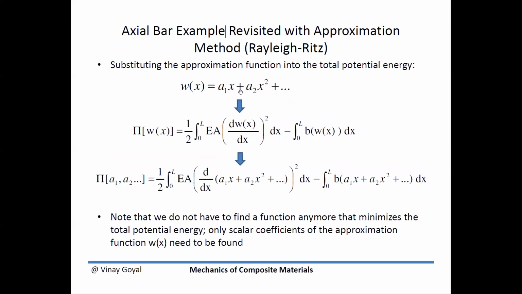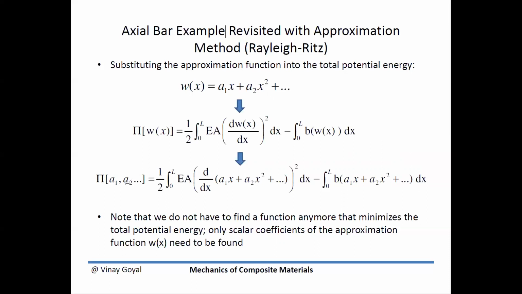So what I can do, I can plug in for W, instead of trying to find a function W that minimizes pi, perhaps approximate W as a1x plus a2x squared, plug that in here, and when I plug it in here and conduct these derivatives, notice how pi became a function of a1 and a2. So it's, and any other terms I may want to add.